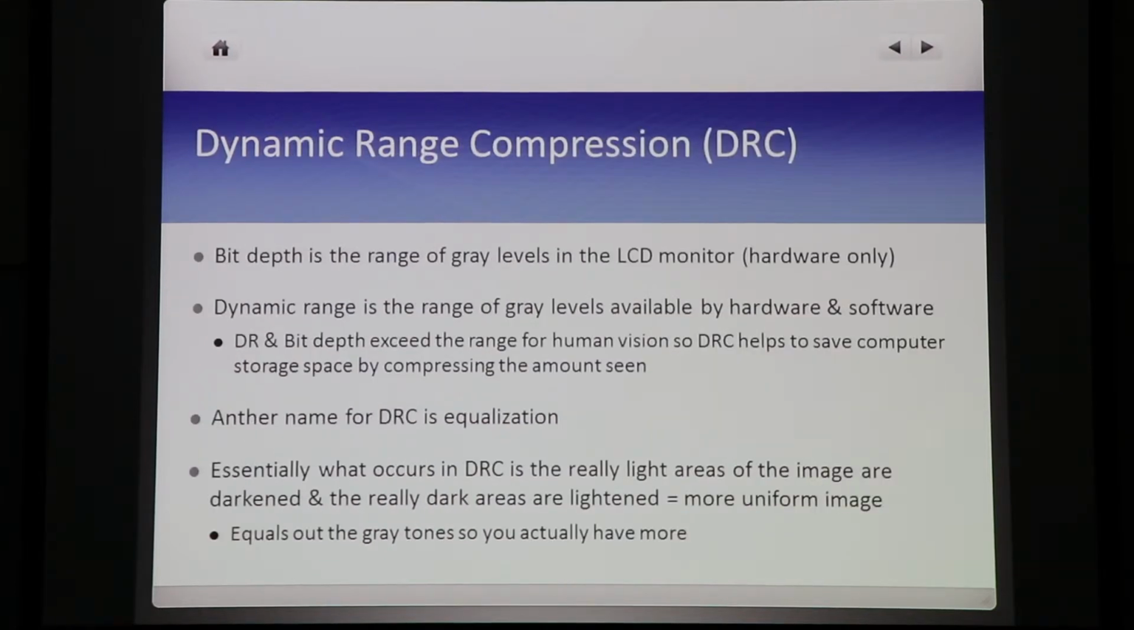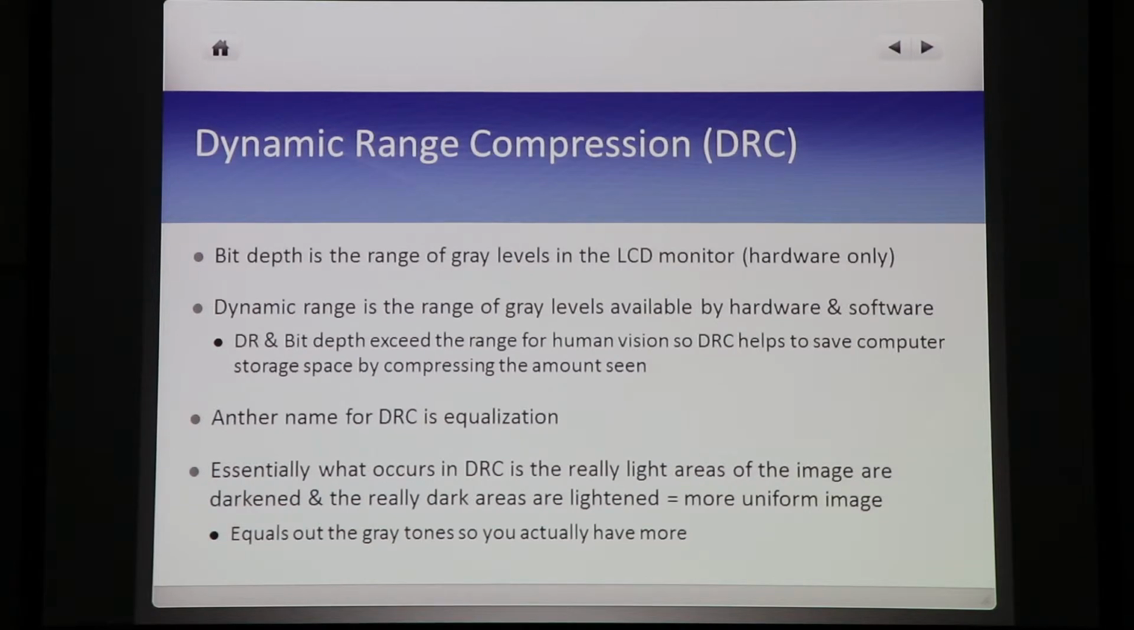So dynamic range compression is basically playing off that: if you're a human and you can only see 32 levels of gray, then why are we showing you such a large amount? Because you can't see it anyway. So bit depth is the range of gray levels that the LCD monitor, the hardware, has, and dynamic range is the range of gray levels over the whole system, hardware and software. Both exceed the range, obviously, for human vision.